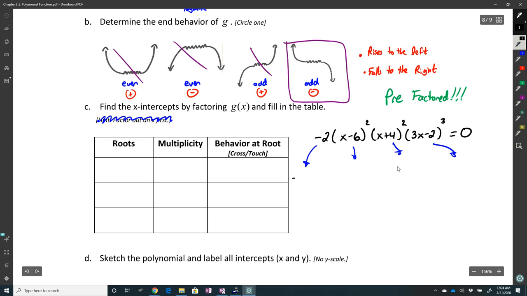This first one is -2 equals 0. That doesn't make any sense, so we can toss it. This next one is x minus 6 equals 0. You don't have to worry about the squared, because that's just the multiplicity. And so this gives me x equals 6. So that's going to be my x-intercept, x equals 6. The multiplicity is 2.